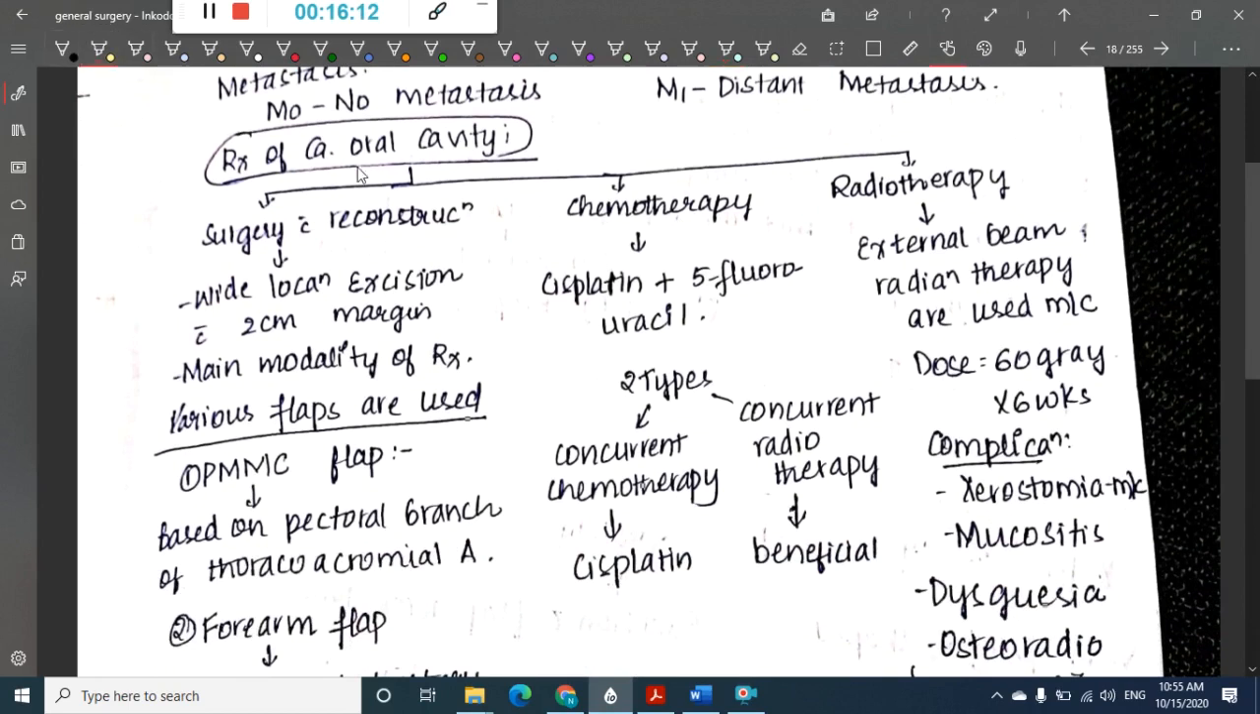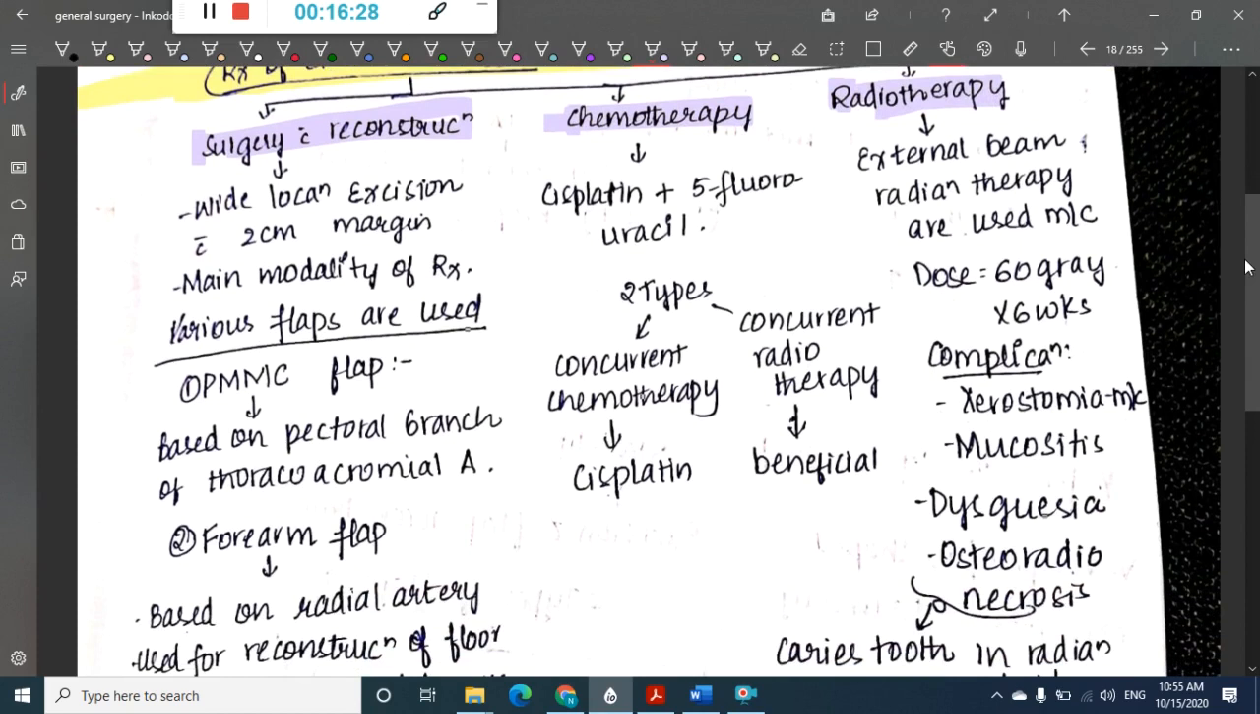Then what about the treatment? If you see the treatment of oral cavity, it can be divided into surgery with reconstruction, or chemotherapy and radiotherapy can be done. In surgery with reconstruction, we will do a wide local excision with a 2 centimeter margin left around the tumor.